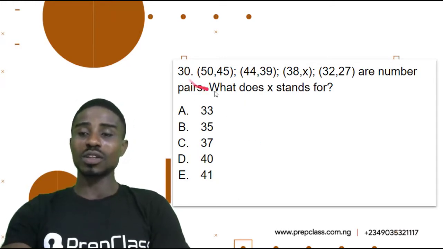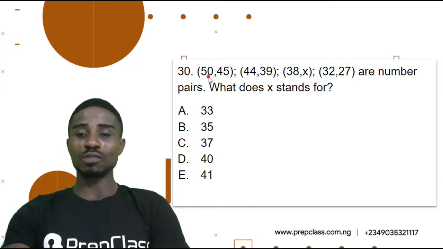Question 30. We have the set of numbers 50 and 45, 44 and 39, 38 and x, 32, 27. Now, these are number pairs. What does x stand for? We need to analyze it and see what x actually stands for. So 50 and 45, we are going to be looking at the difference. The difference between 50 and 45 is actually 5.